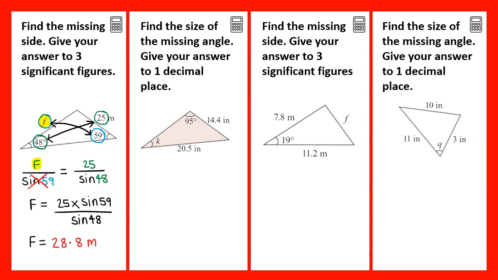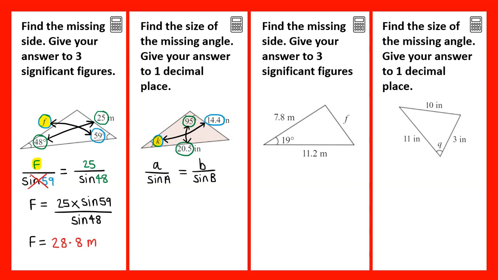For the next question, we need to find the size of the missing angle K. Notice how in the non-right angled triangle, we have a pair of opposite angles and lengths, followed by a second pair of opposite angles and lengths, where one of the angles is unknown, and that means that we can use the sine rule to find the unknown angle.